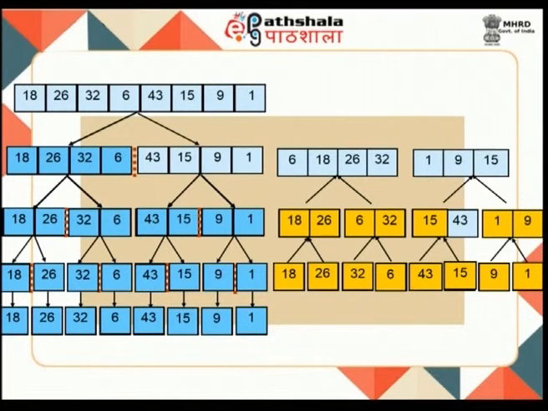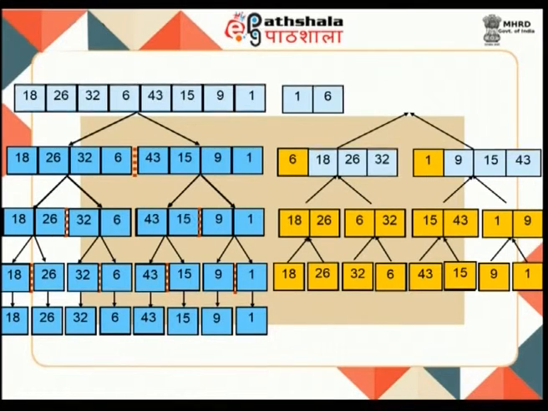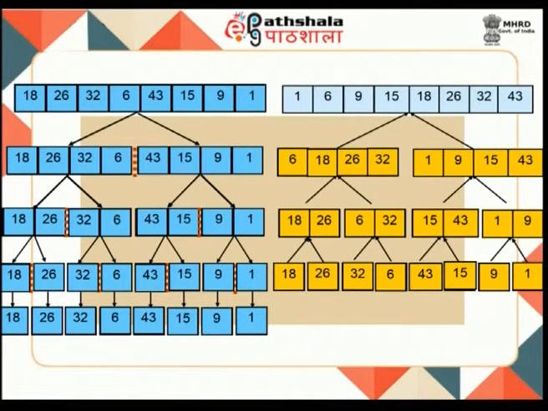Now I am merging everything. So when I merge everything, I am getting the sorted list. This is how it goes. So now you can see exactly how this divide and conquer works.